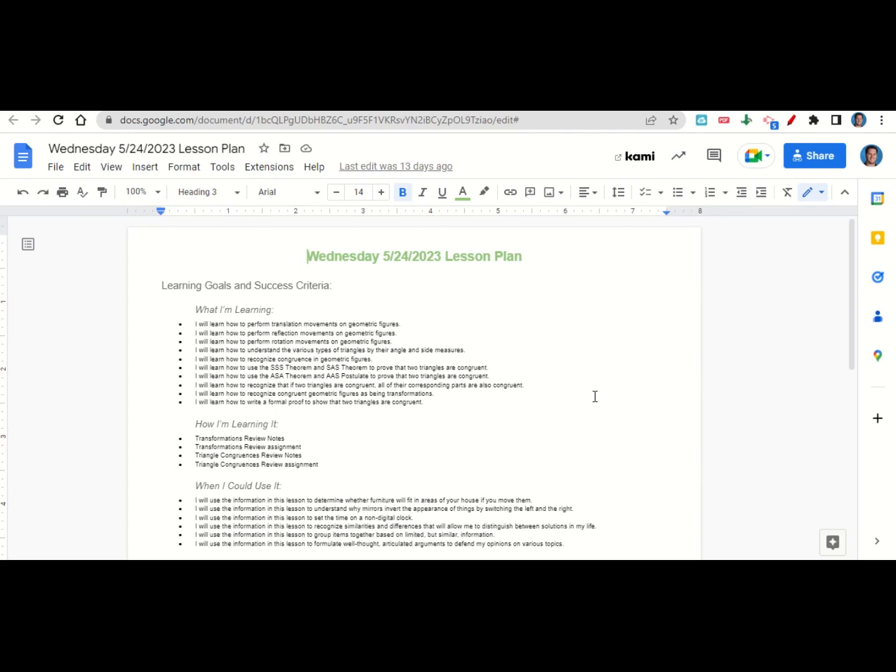When can we use this information? To determine whether furniture will fit in areas of your house if you move them, to understand why mirrors invert the appearance of things by switching the left and the right, to set the time on a non-digital clock, to recognize similarities and differences that will allow you to distinguish between solutions in your life, to group items together based on limited but similar information, and to formulate well-thought, articulated arguments to defend your opinions on various topics.